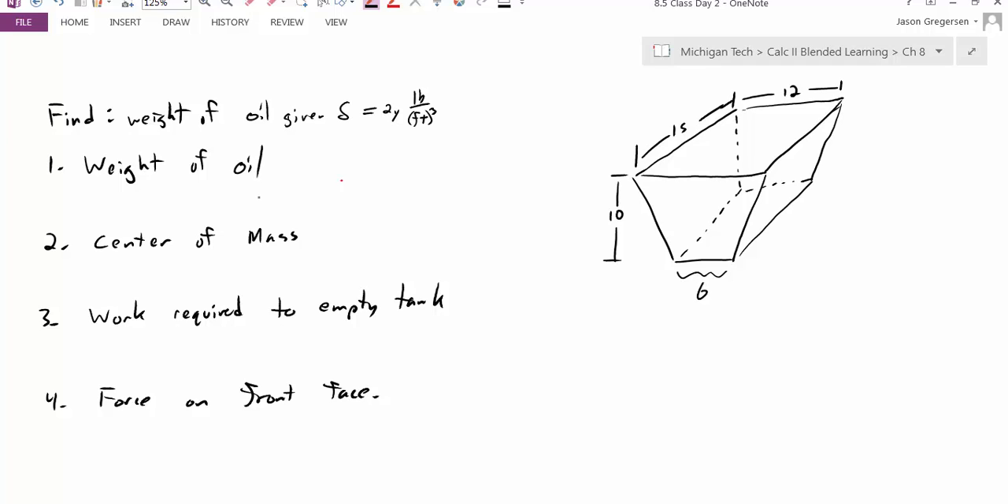Our density is 2y. Picture this thing full of water and there's oil in there. It doesn't mix properly, and so it's more on the surface-ish. So it's more dense with oil at the top. So here we should say y is the distance from the bottom.